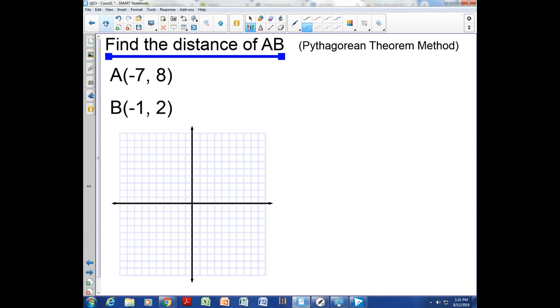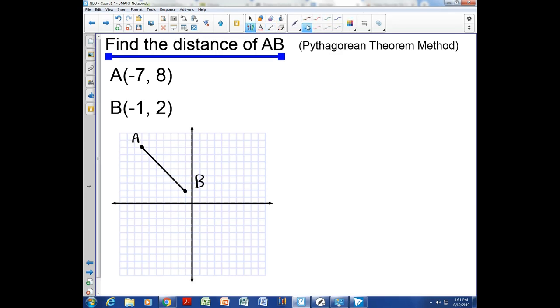Okay, let's start out with graphing the 2 points. A, -7, 8. There's my A. B, -1, 2. There's my B. I'm going to connect those 2 points with my straight edge, and I see that it's a diagonal, so I'm going to use the Pythagorean theorem method.